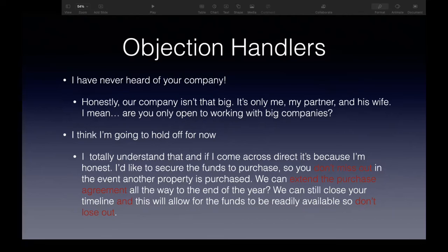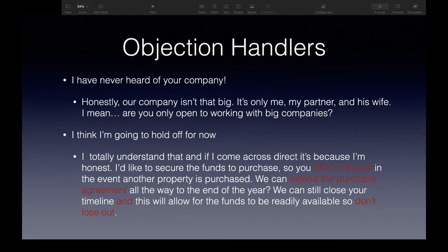Don't miss out. Extend the purchase agreement and don't lose out. These are all the words that you're downswinging, and it creates an entire sentence in somebody's subconscious. Don't miss out. Extend the purchase agreement and don't lose out. So let's say it one more time.